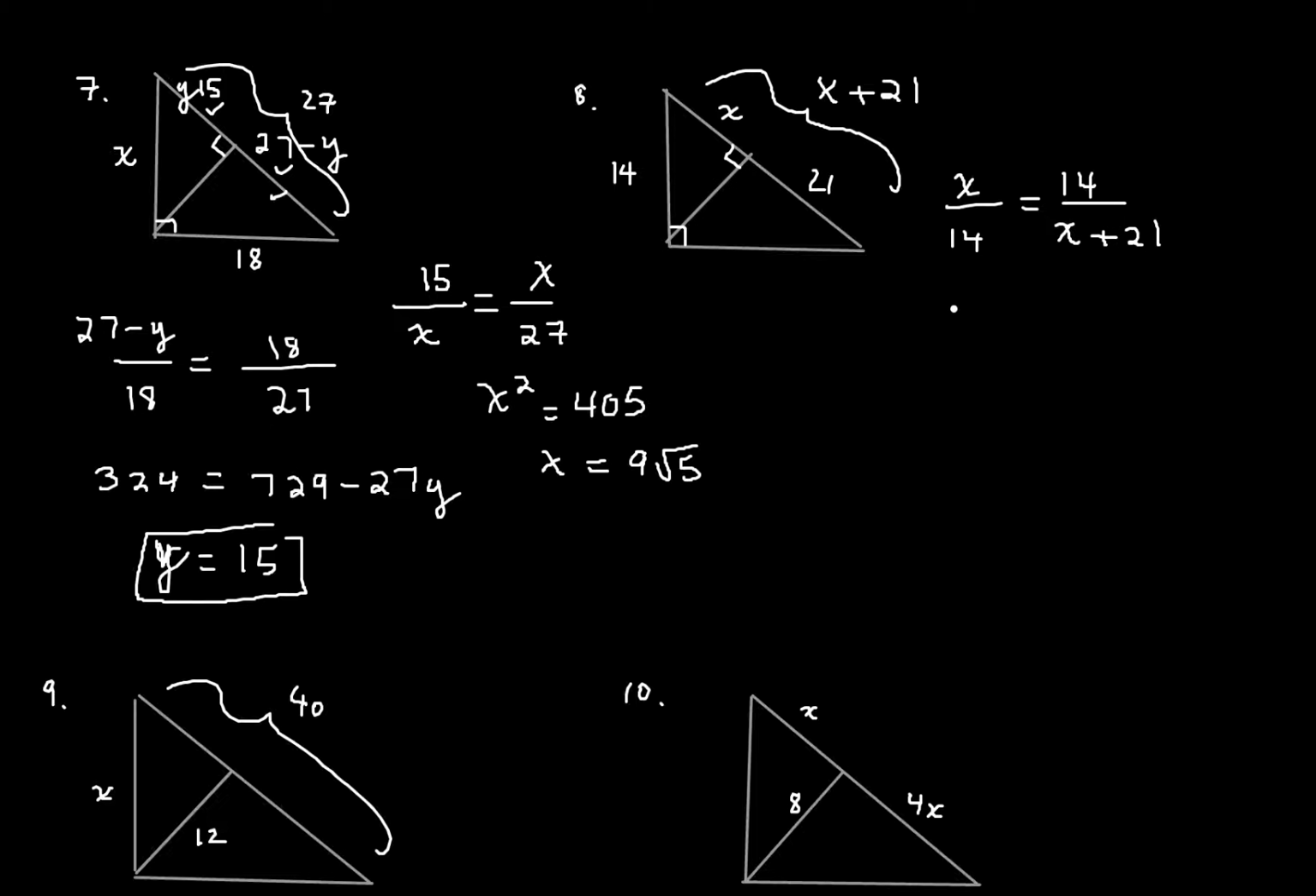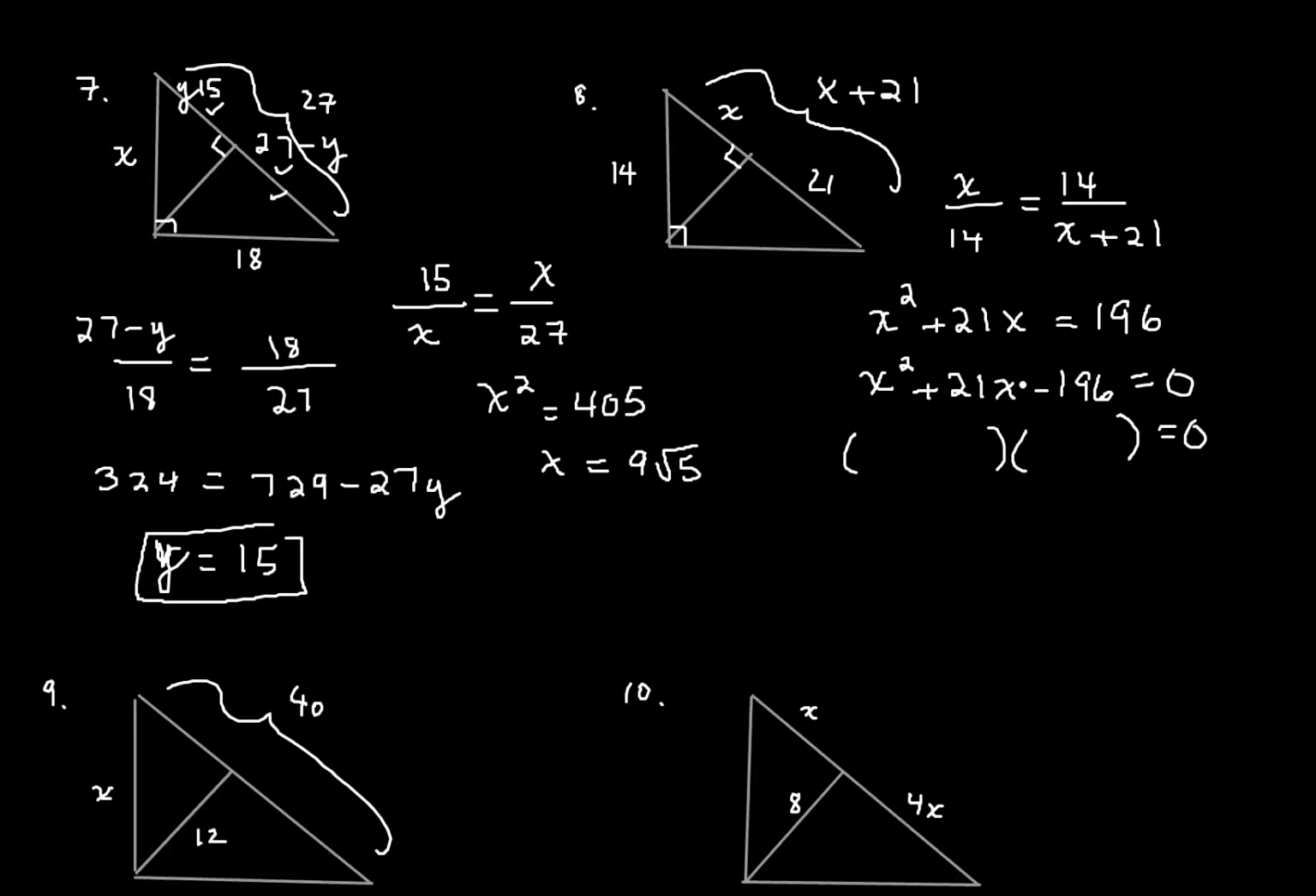This one gets a little tricky. We're starting to move into some algebra 2 here. So we get x squared plus 21x equals 196. It's quadratic because it's to the second degree, so we have to set it equal to 0. We factor this guy, which is kind of difficult to factor. You have to think of a lot of different combinations.